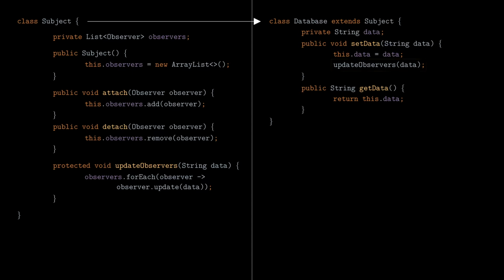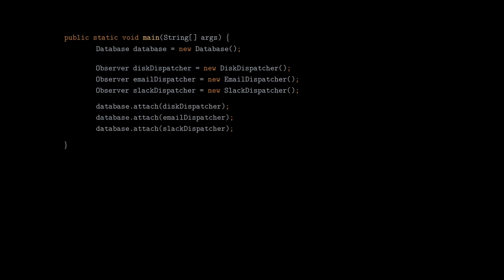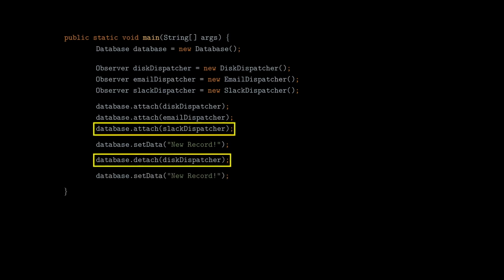The client will just create a subject and all the observers it needs, attach the observers to the subject, and start changing the state of the subject to see the updates flowing around. Notice that we can dynamically add or remove the observers by just using the attach or detach methods, which is something that really improves the extensibility of the code.